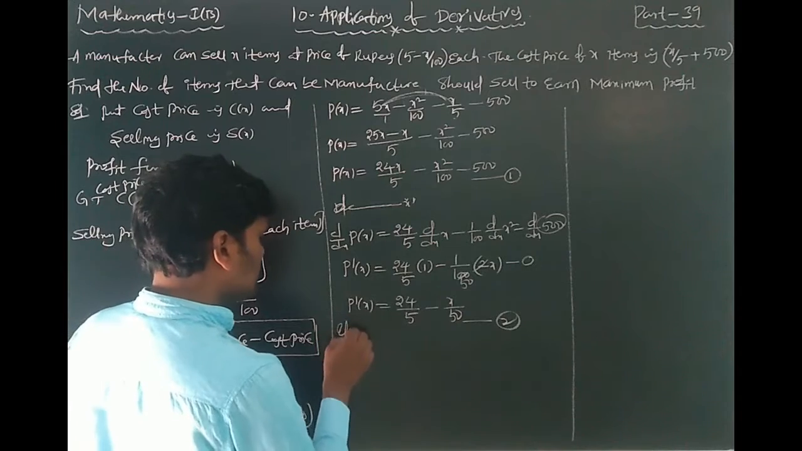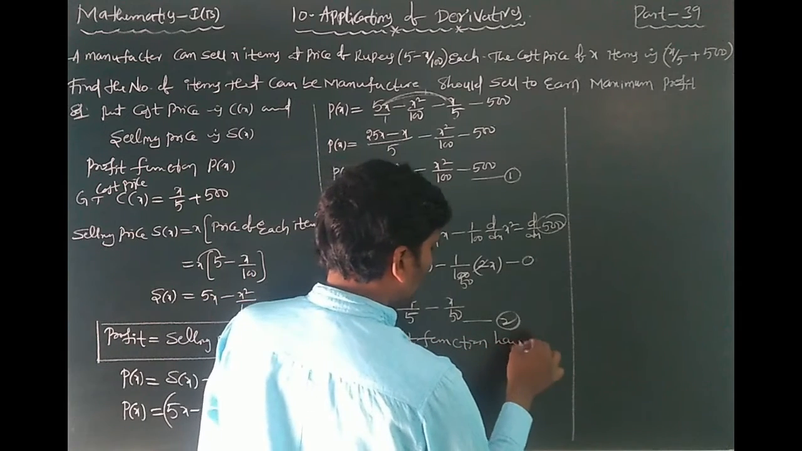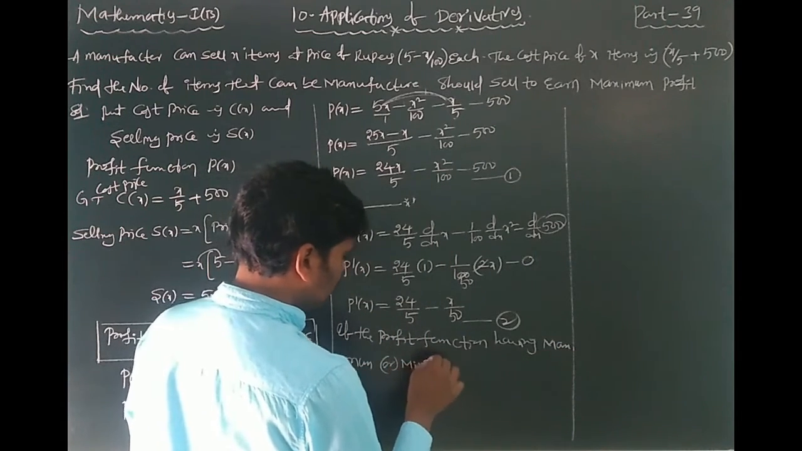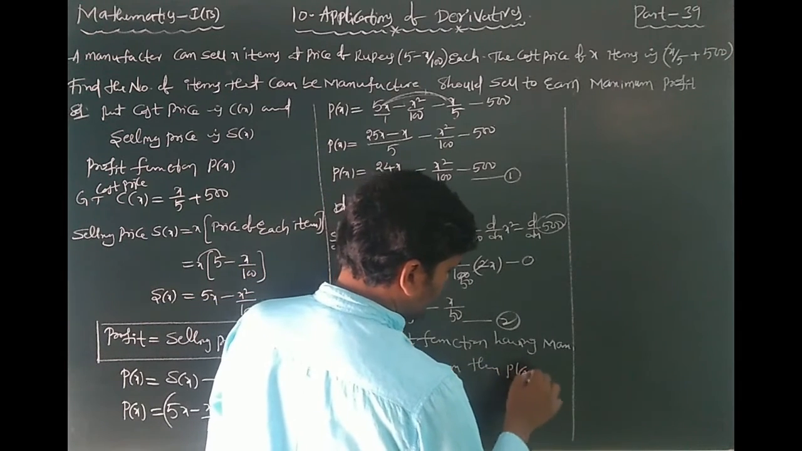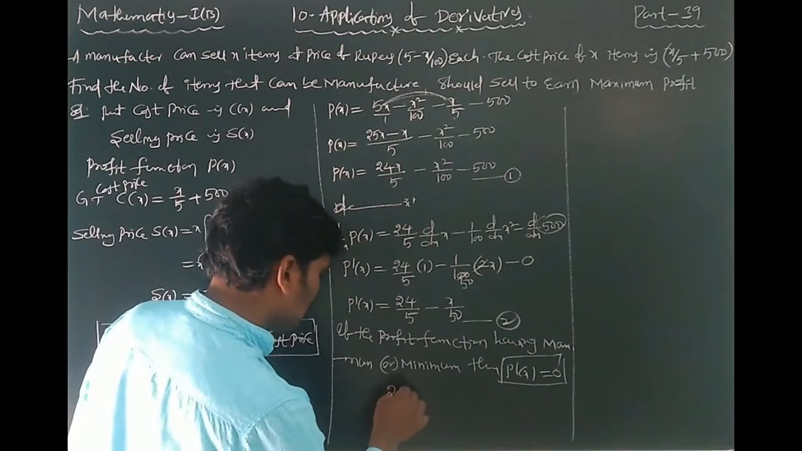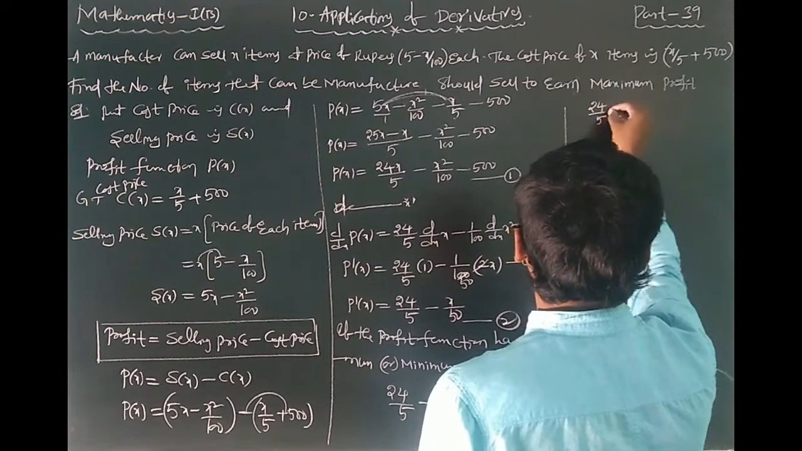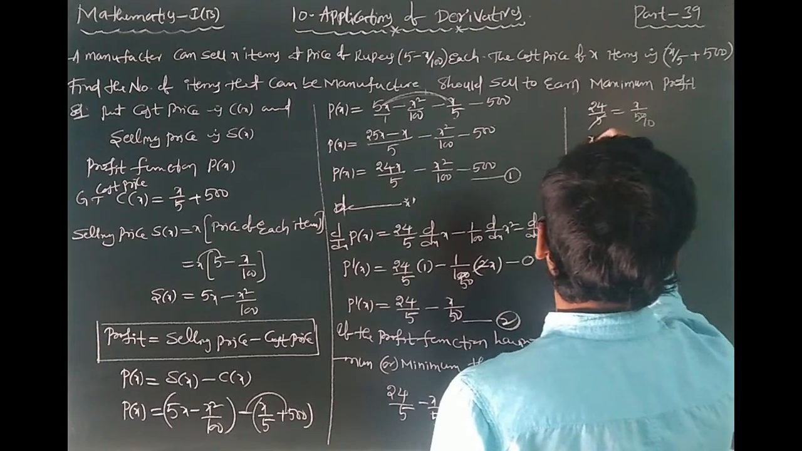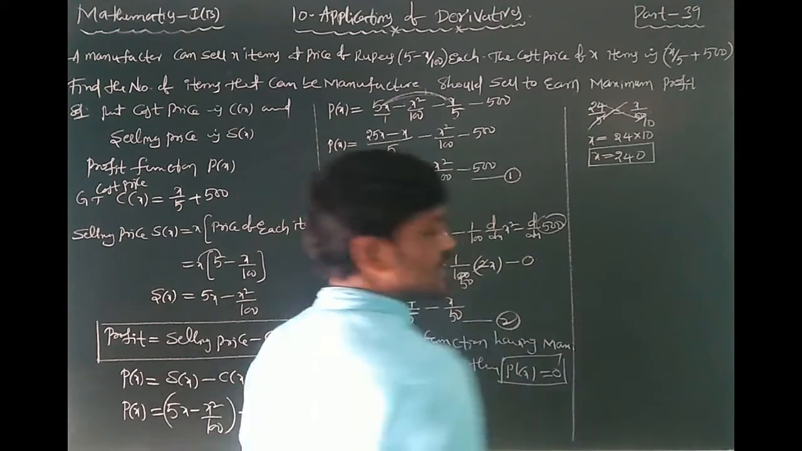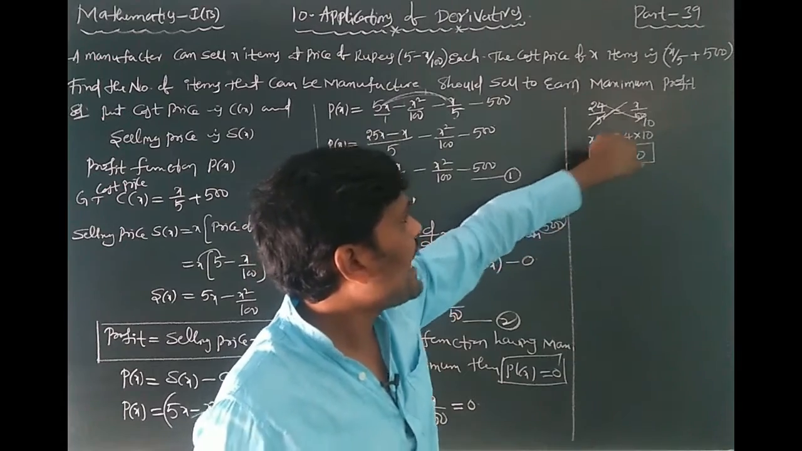Here we know that if the profit function has a maximum or minimum, then P dash X equals 0. So 24 by 5 minus X by 50 equals 0. Then 24 by 5 equals X by 50. Cross multiplying, X equals 24 into 10, so the X value is 240.